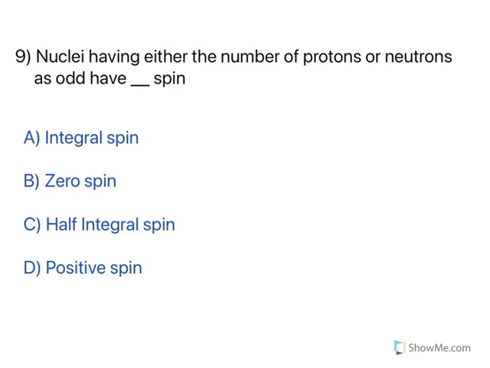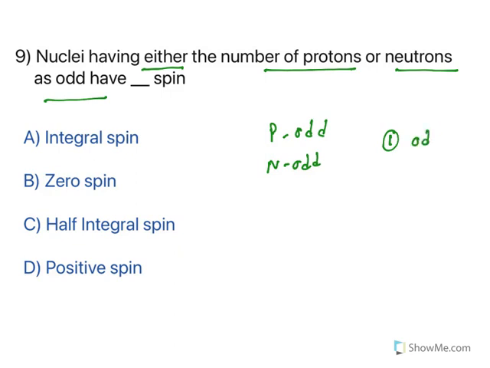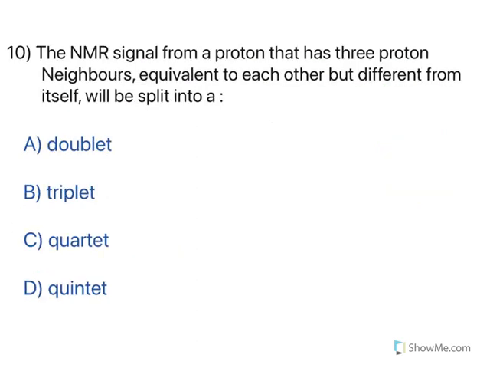Moving to the next one. Now, nuclei having either the number of protons or neutrons as odd. Look at this, either protons are odd or neutrons are odd. What happens is, if only one thing is odd, think about proton. What do you have in a proton? Only one proton is there. If one proton is there, it is an odd number, hence it has got what? The spin is half integer. So the option is half integral spin. Moving to the next one.